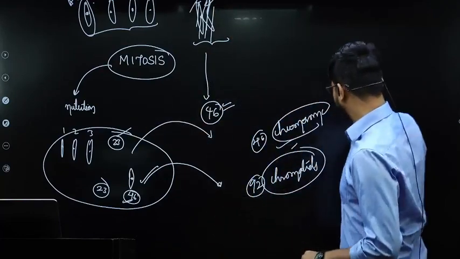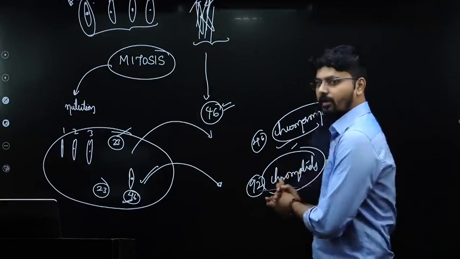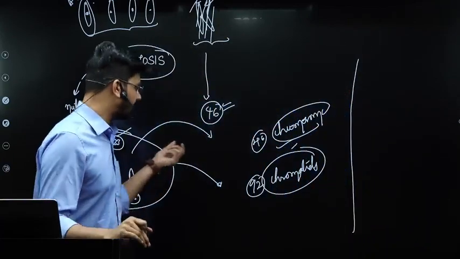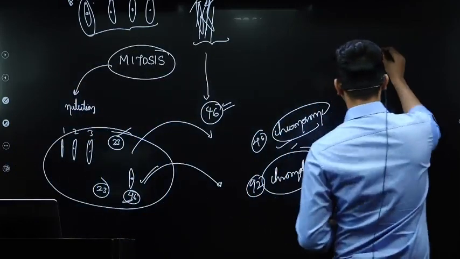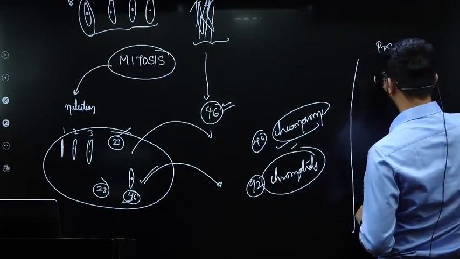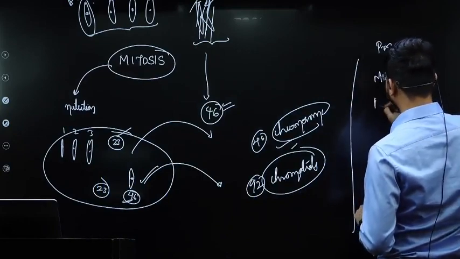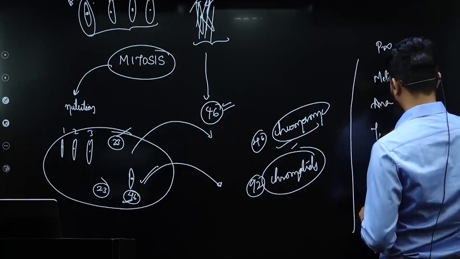So this is the first thing. Now it is getting ready to prepare, that's why it has multiplied itself. Then after that you have 4 phases: prophase, metaphase, anaphase, telophase.